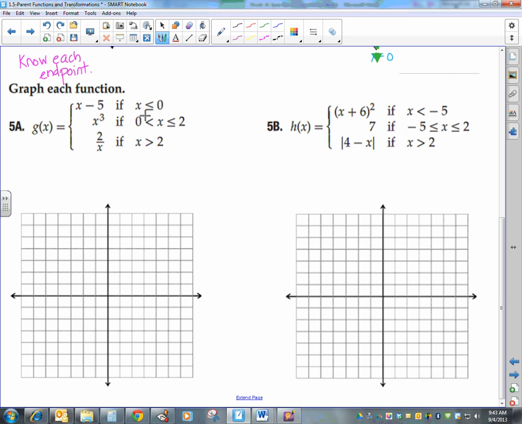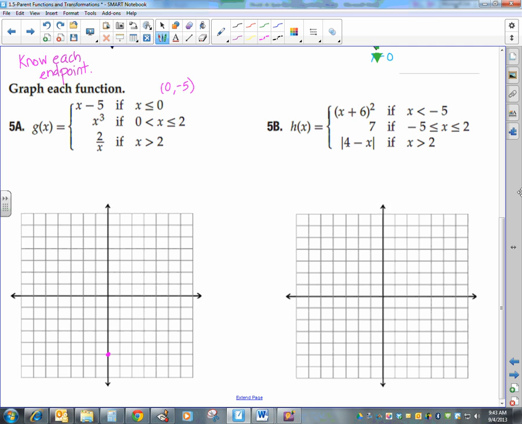Okay, for example, you plug in 0 in here. I have the point 0, -5. Can it be equal to that point? Yes, it can. So I'm going to go plot the point 0, -5, 1, 2, 3, 4, 5, and I'm going to put a circle there.